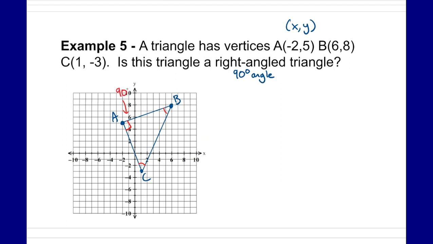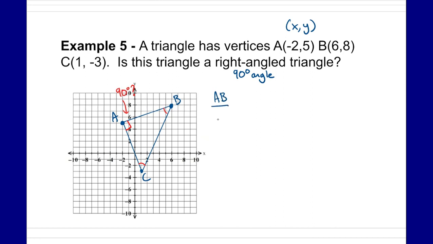So our goal is to check: is that 90 degrees? The way we do that is we check the slope of the two lines that form that angle, and if they're perpendicular, that would be a 90-degree angle. So I'm going to find the multiplier, or the slope, of the line going from A to B and from A to C.